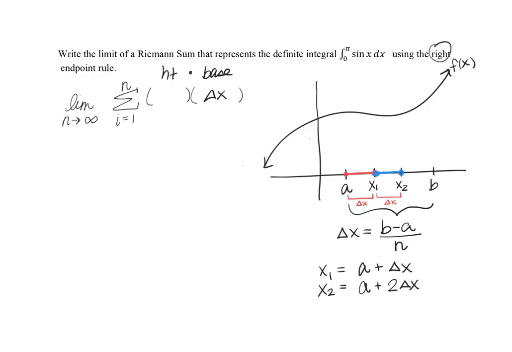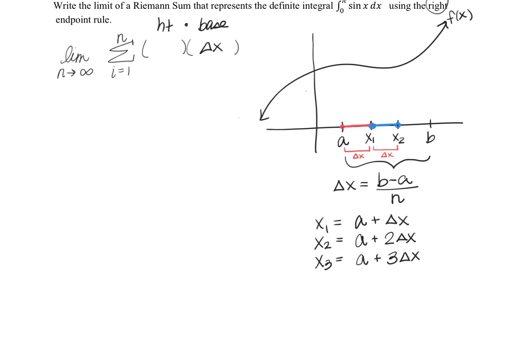And we could continue doing this on and on. If I were to do my third x value, I would add yet another delta x. So that would be a plus 3 delta x. And hopefully by this point you can see a pattern, so we'll just generalize this for any x value. I'll say x sub i, where i could be any of those natural numbers, 1, 2, 3, 4, 5, 7, 100, any value.